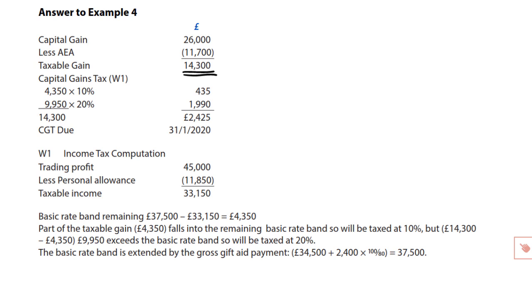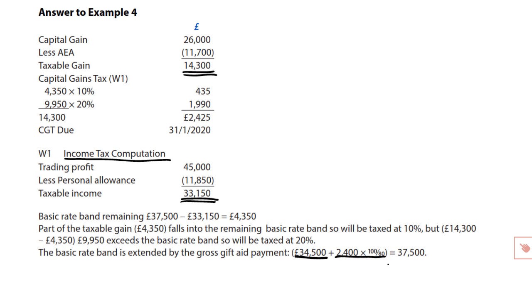We then needed to know, if we have the taxable gain, what tax rates will apply. To do that, we needed our income tax computation, one figure therefrom, our taxable income. We would ordinarily compare that taxable income with the routine basic rate band of £34,500. But as we've seen, this basic rate band had to be extended by the gross amount of the gift aid payment. That again we saw.